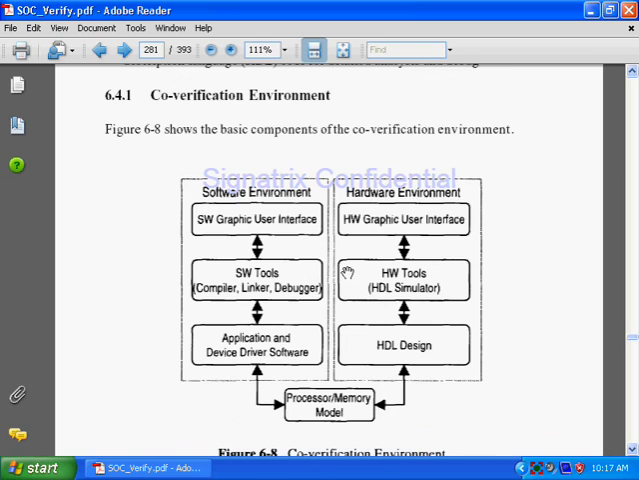Coming to the co-verification environment, how to create a co-verification environment. Okay. So we know that in co-verification we have to interact hardware and software. So there are two environments. One is the software environment, one is the hardware environment. Okay. So the processor model will take care of hardware. So you can say the processor or memory model will act as a bridge between the software environment and the hardware environment.